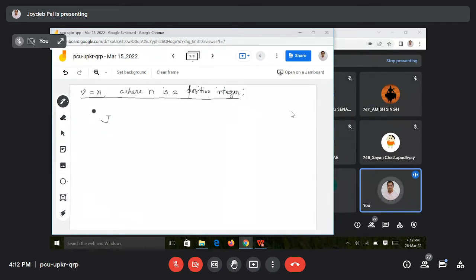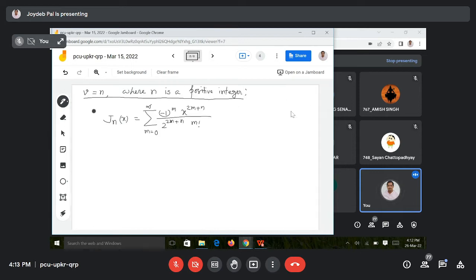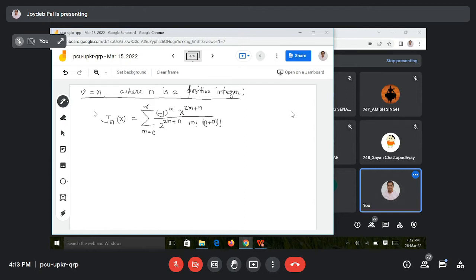So what will be the Bessel function? J n x equals summation m from 0 to infinity, minus 1 to the power m, x to the power 2m plus n, divided by 2 to the power 2m plus n, m factorial. And this gamma notation I can write as factorial notation, right? Gamma of n plus m plus 1, then I can write n plus m factorial. So do you get it or not? Yes, sir. So it is a special case actually.